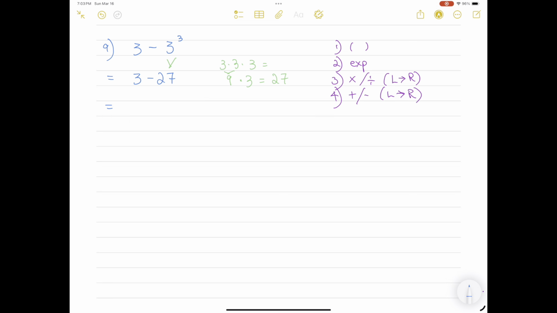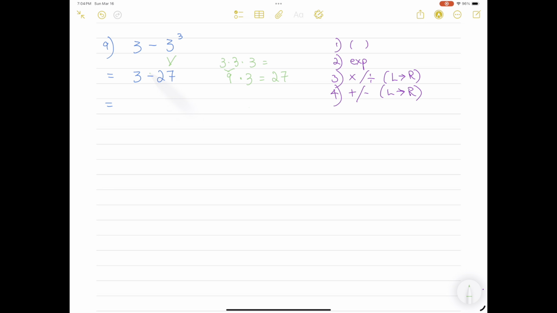3 minus 27, which I can't do in my head. So when I subtract integers, I add the opposite. Now I'm adding 2 integers with different signs, which makes this a subtraction problem. 27 minus 3, which equals 24. The number with the larger absolute value, negative 27, gives its sign, so the answer is negative 24. I box my answer.